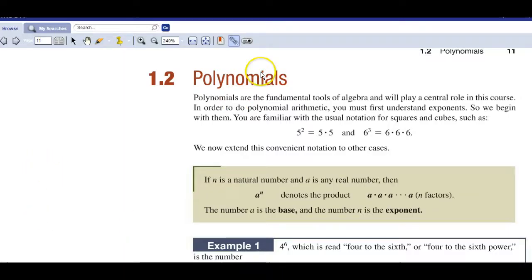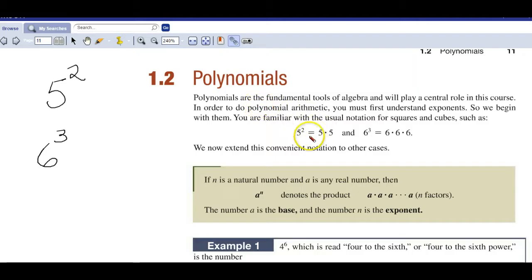We're going on now to characteristics of polynomials in topic 1.2. So let's look at first, they're having us look at 5 to the second power, and then later 6 to the third power.